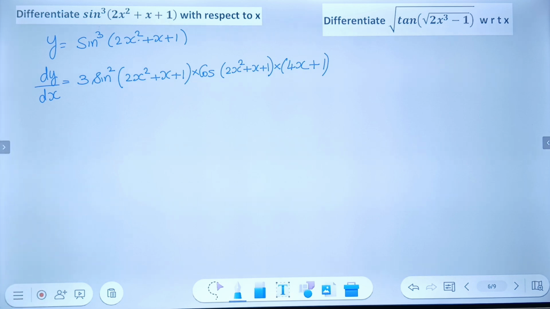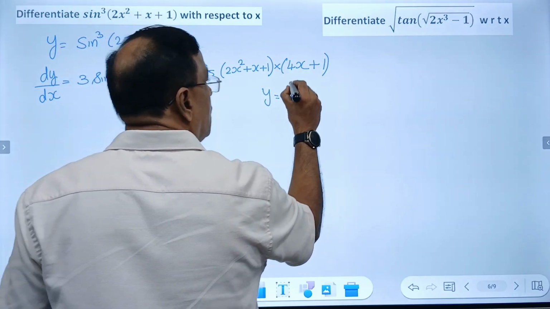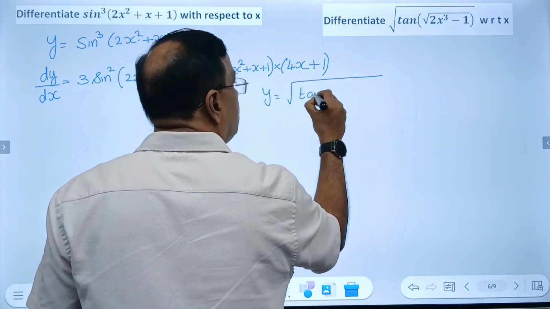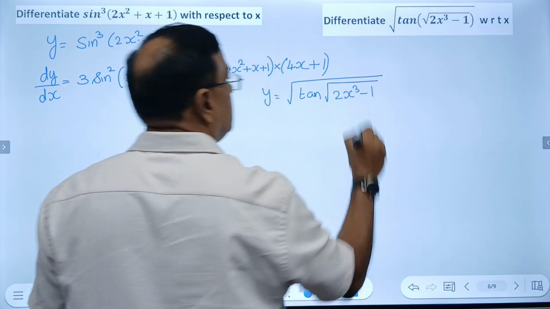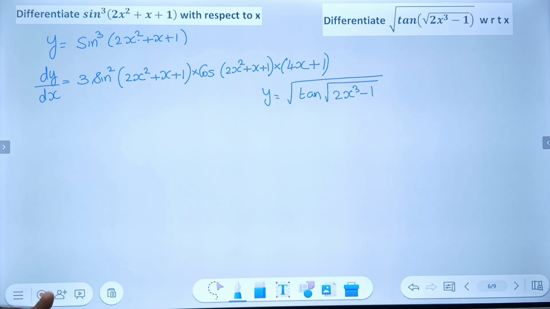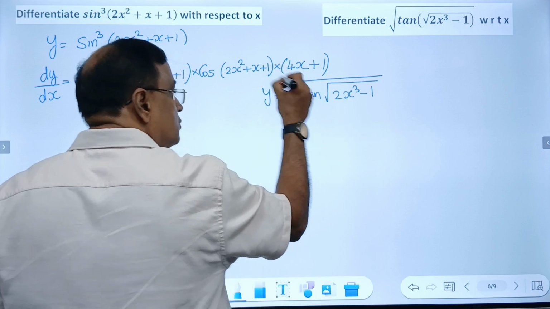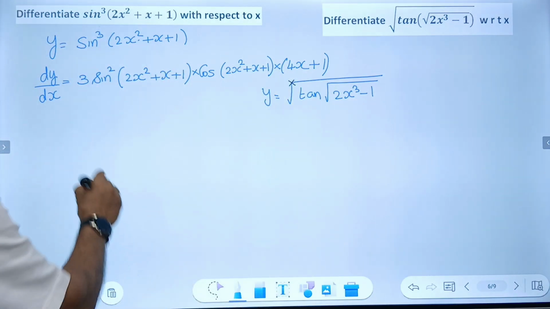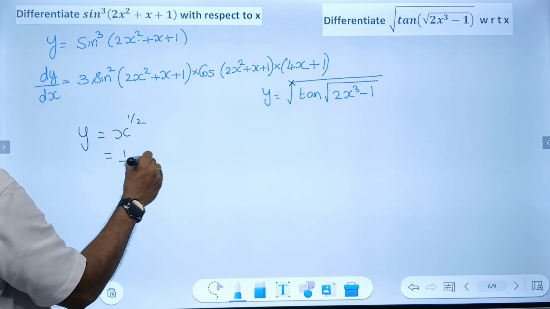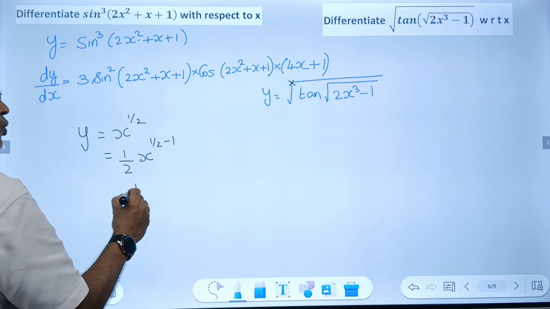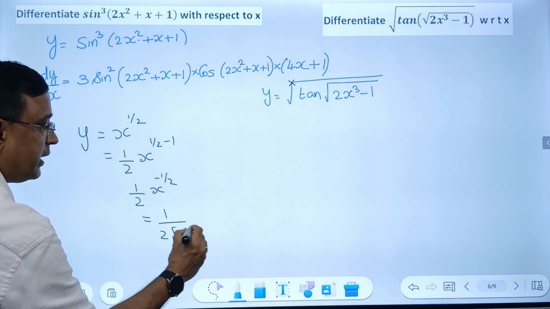Now how do I differentiate this? Suppose I have got y equal to square root of tan of square root of 2x cube minus 1. So what is the outermost thing that we see? The outermost term that I see is the root. So how do I differentiate root? How do I differentiate x power half? Half x power half minus 1, which is half x power minus half, which can be looked at as 1 by 2 root x, class 11th.